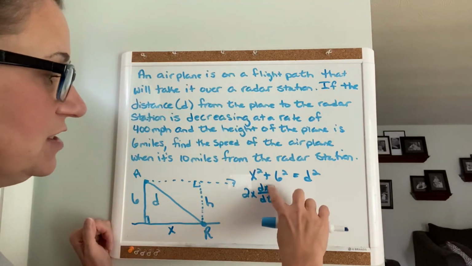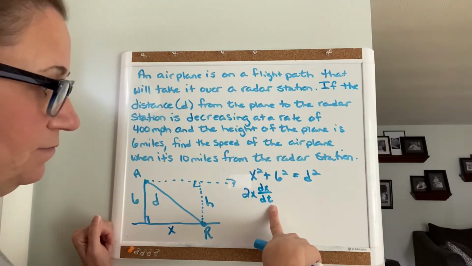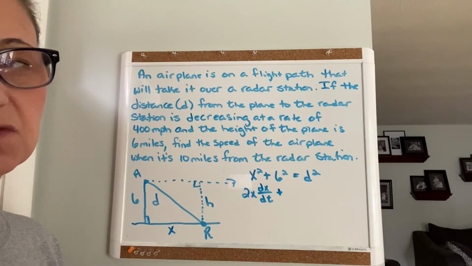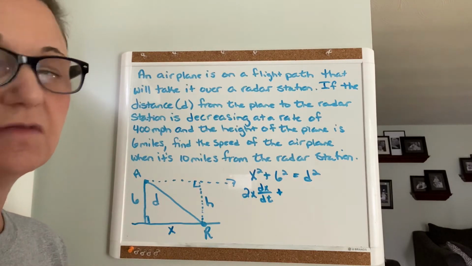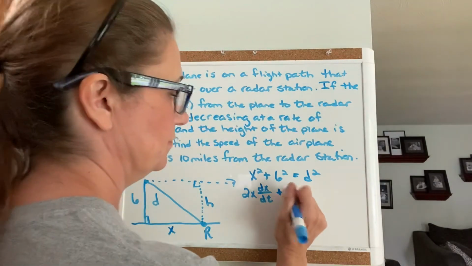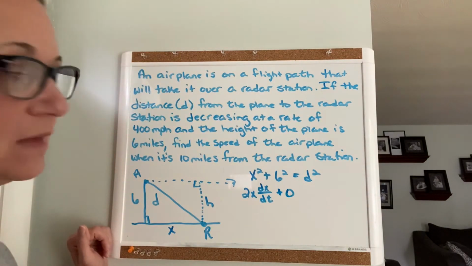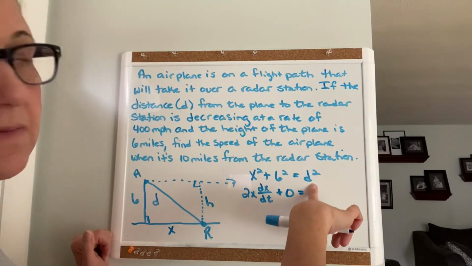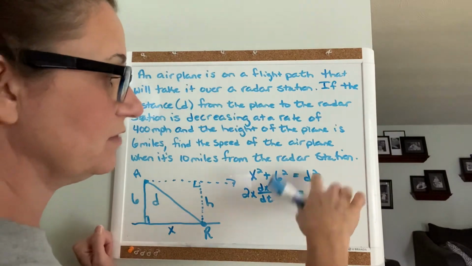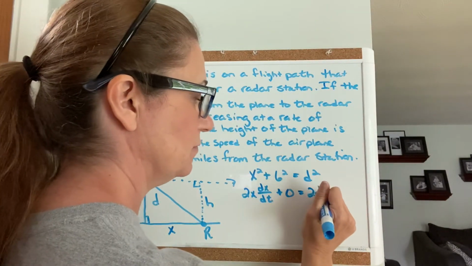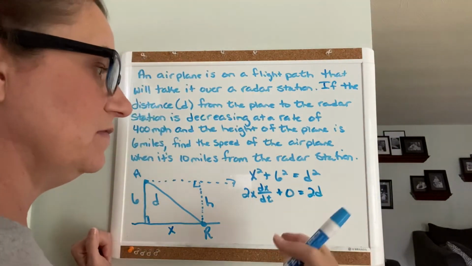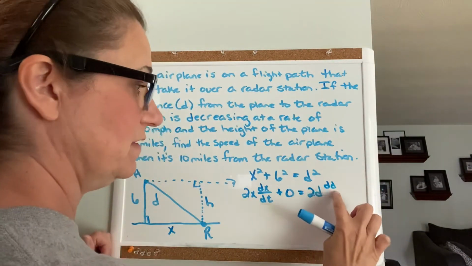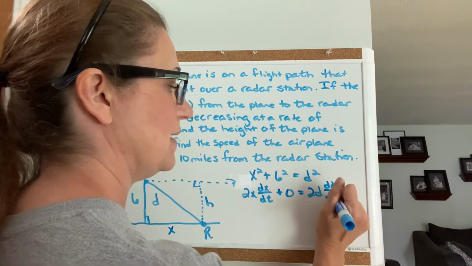So the change in x with respect to time, plus, now take the derivative of 6 squared. You know that's 36, and you also know the first derivative of any constant is 0. So plus 0, and that equals, now we're going to take the derivative of d with respect to time. So the first derivative of d squared is 2d, and we're taking the derivative of d with respect to time, so we have to write dd, the derivative of d, with respect to time.